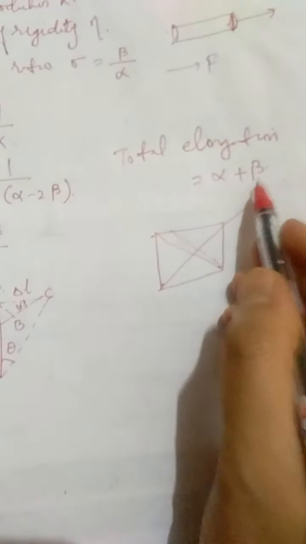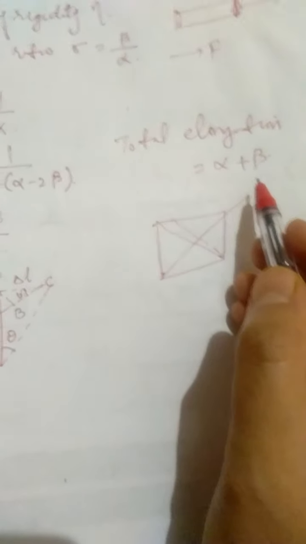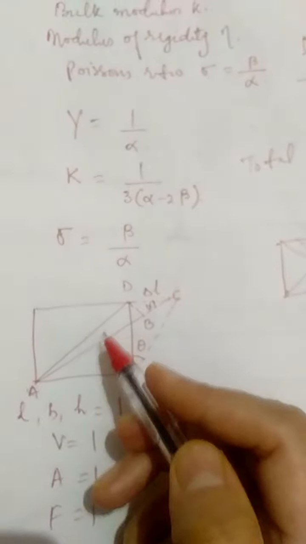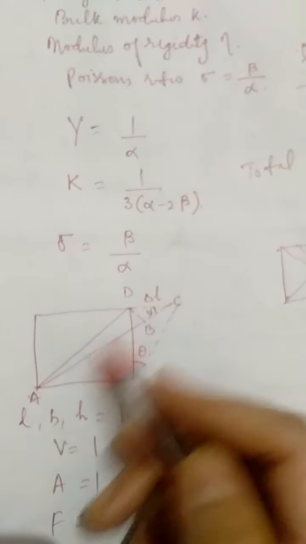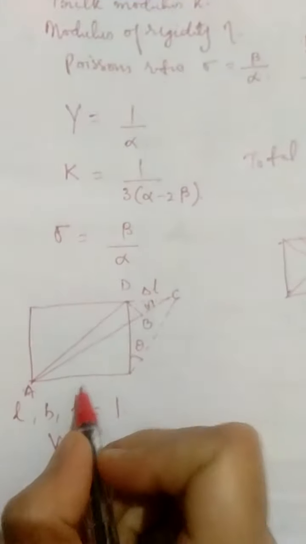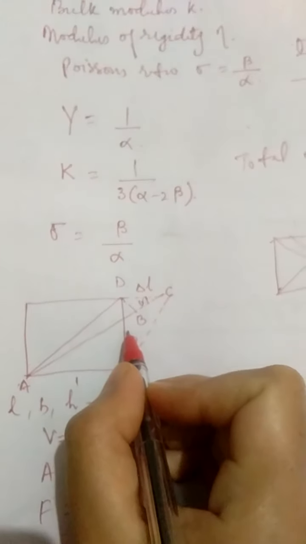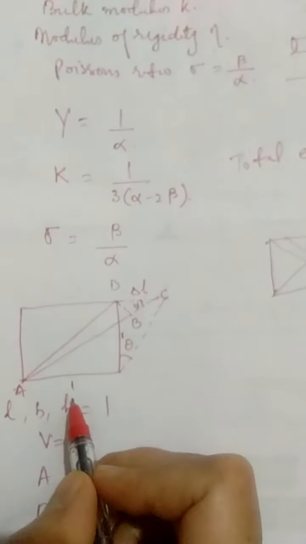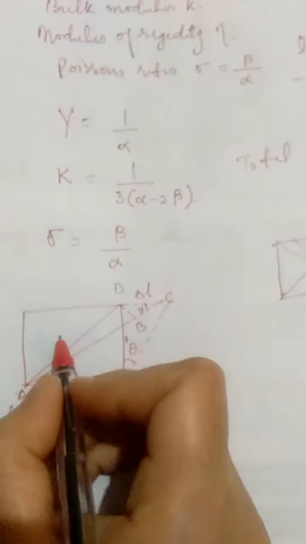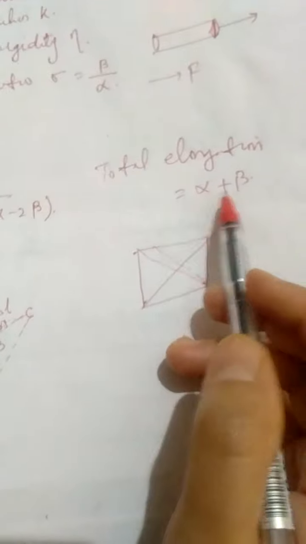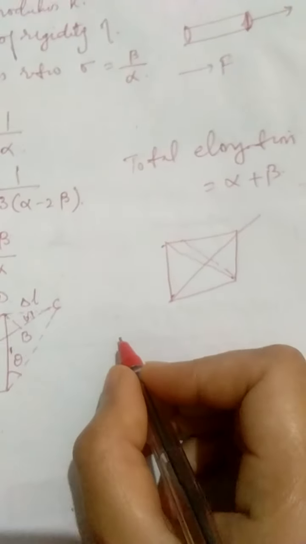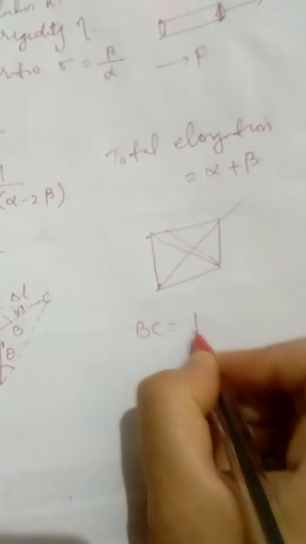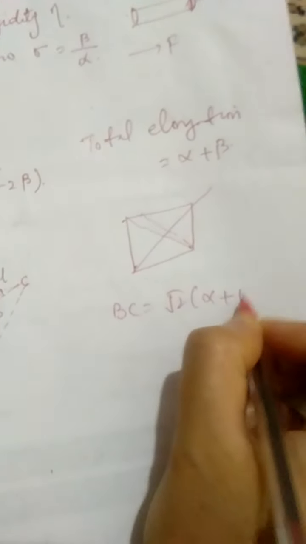Now we know this alpha plus beta is the elongation per unit length of the solid. But what is the length of this diagonal? Because at this time we are trying to start our calculations with the diagonal of the cube. If this is of unit dimension, this is also of unit dimension, we know the diagonal would be 1 square plus 1 square, that is equal to under root 2 using Pythagoras theorem. Therefore, if the elongation per unit length of the solid is alpha plus beta, the elongation along the diagonal, that is BC, is equal to root 2 times alpha plus beta.